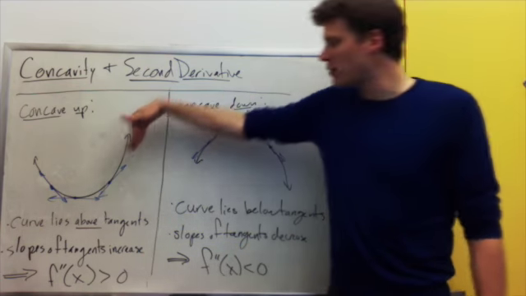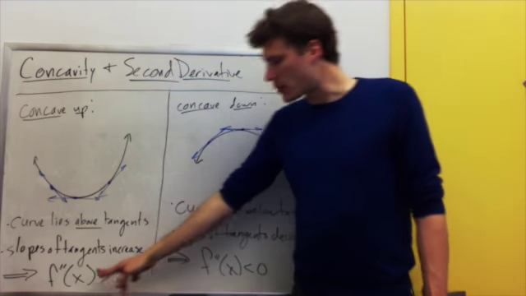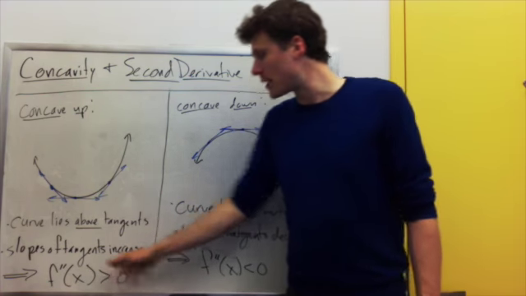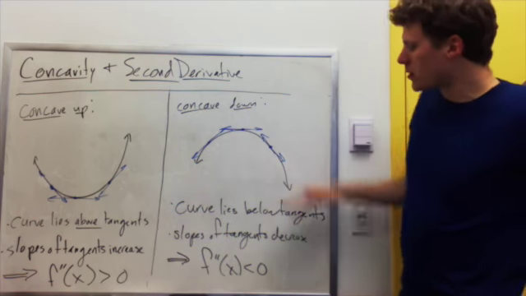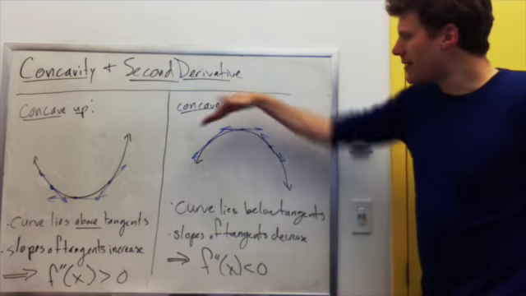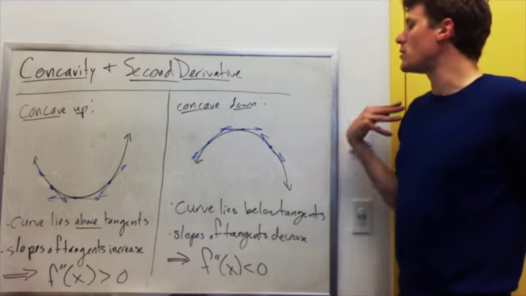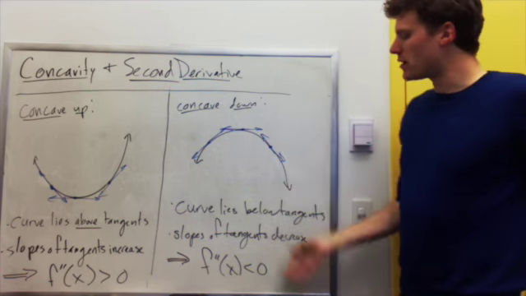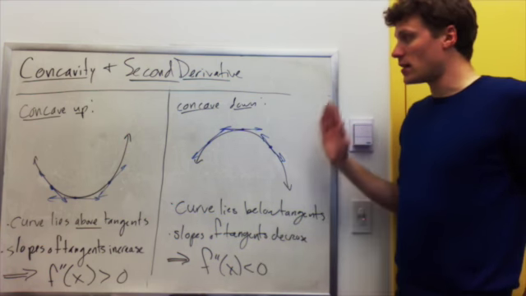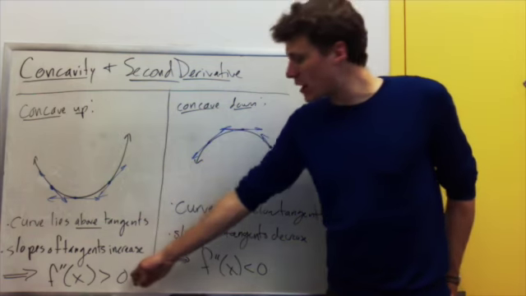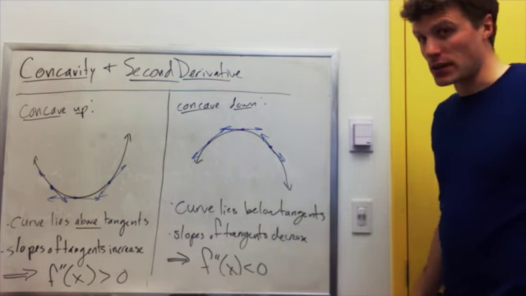Since the slopes of the tangents are increasing, that means that the rate of change of the derivative is positive. The rate of change of the derivative is the second derivative, so that's positive. Similarly, concave down occurs when the curve lies below the tangent lines. For that to happen, the slopes of the tangents have to be decreasing. Well, the slope of the tangent is the derivative. If the derivative is decreasing, then its own derivative has to be negative. So that means the second derivative has to be negative. So concave up is the same as the second derivative being positive. Concave down is the same as the second derivative being negative.